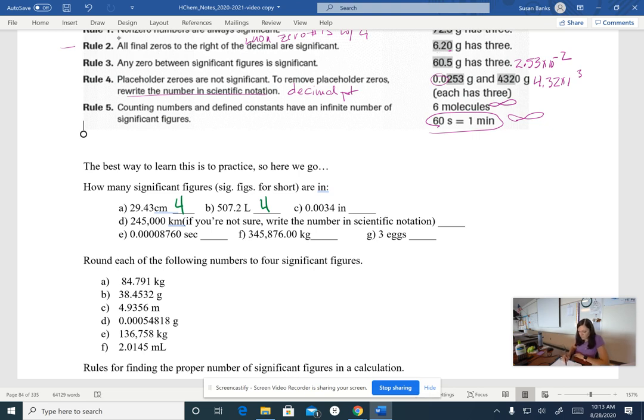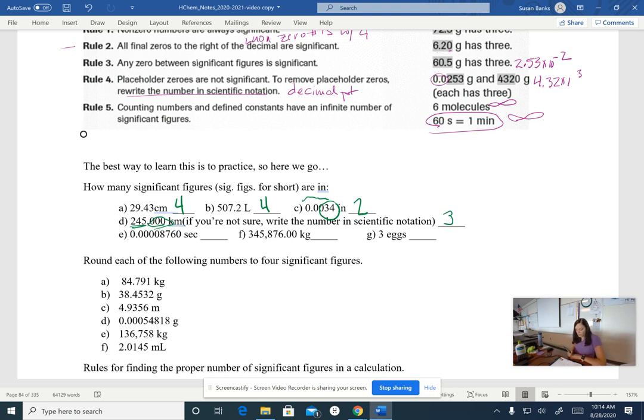Okay, here is where we get a little bit tricky. These zeros are to the left of the non-zero numbers. That means they're just placeholders. So just the 3 and the 4 here are significant. So I only have 2 digits that are significant here. All right, on D, notice I have no decimal point on these zeros. So that means these zeros are just placeholders. The 2, the 4, and the 5 are the significant numbers. So I have 3 significant digits there.